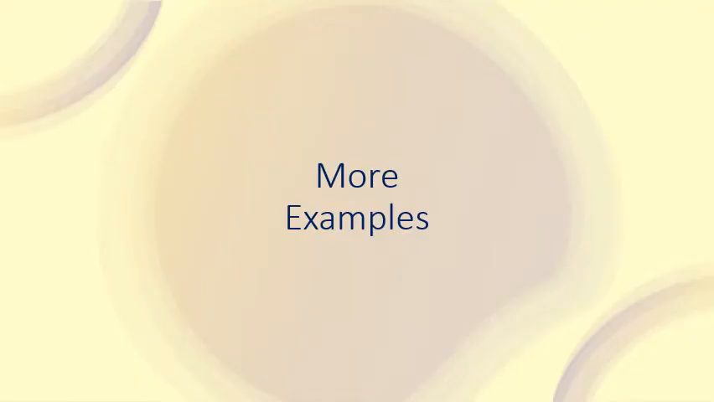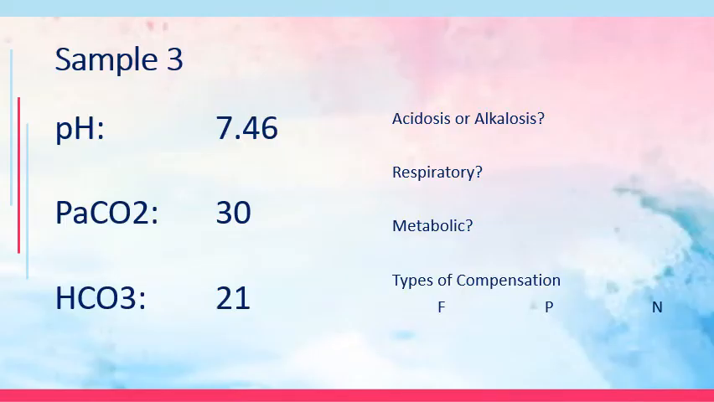Let us try to have more examples. Third example, pH is 7.46. Is this acidosis or alkalosis? Again, go back to placing the arrows. This will be up, this is increase. Is it acidosis or alkalosis? Yes, it is alkalosis. PaCO2, 30. Is this up or down? This should be pointing downwards. It's decrease. Hence, is this a respiratory problem?